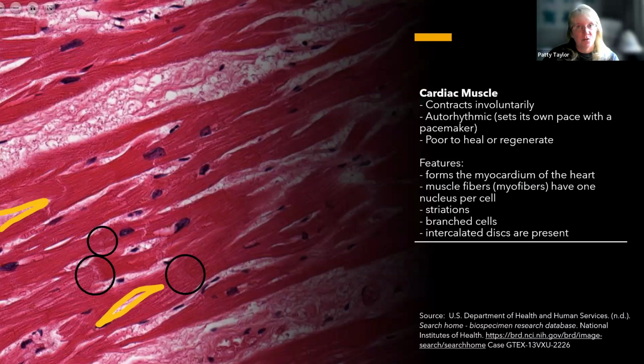Sometimes in a cardiac picture, it'll look dark. Sometimes those intercalated discs will appear light. So, be flexible in how you look for those intercalated discs. So look for branching, look for intercalated discs to confirm that you've got cardiac muscle tissue.